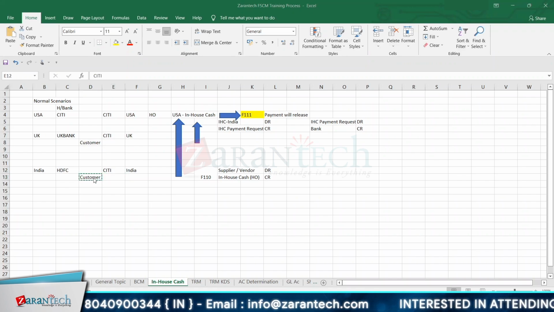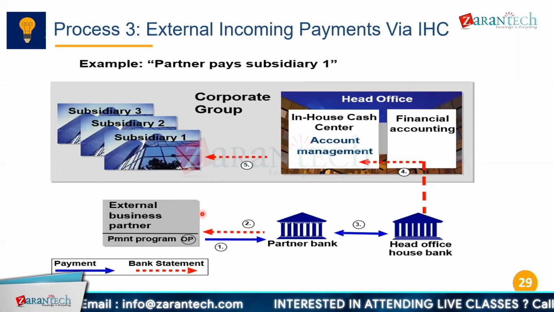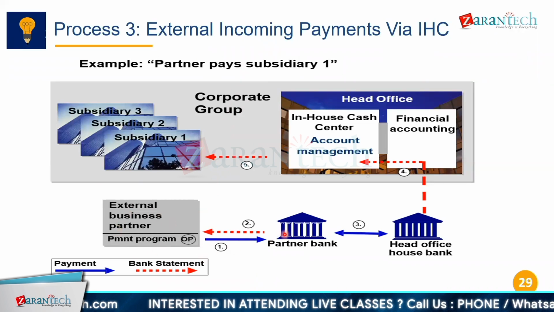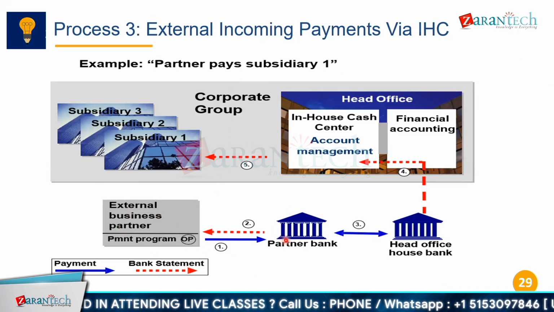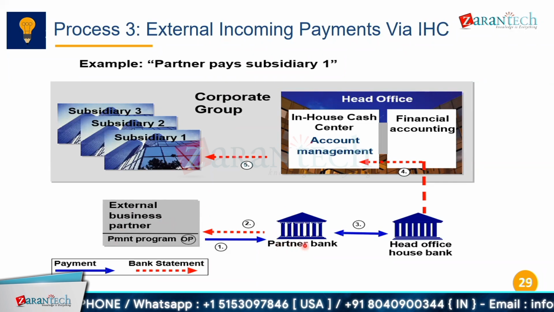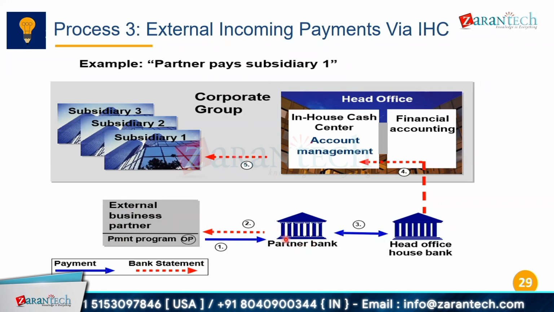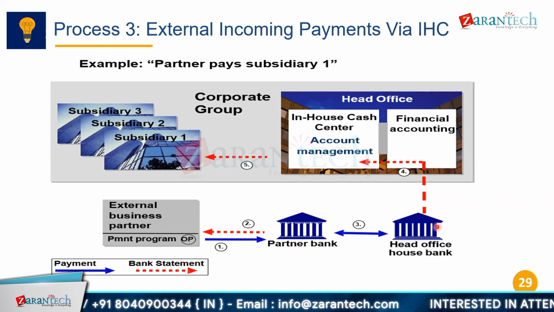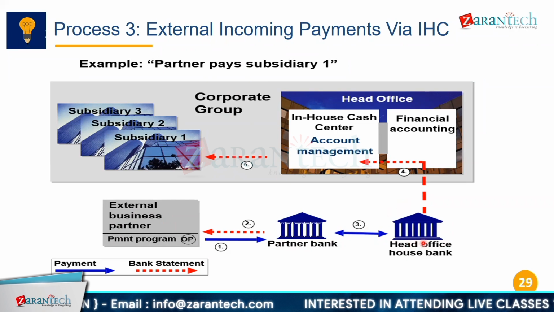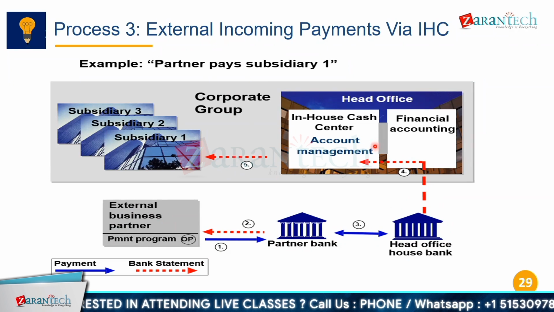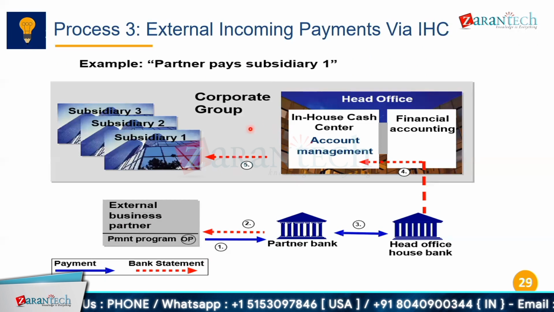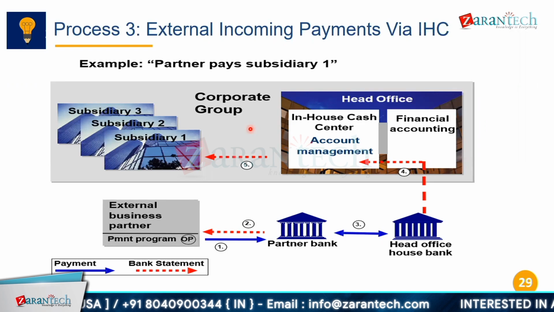Now you can see in the overall incoming payment process, the payment happens in the partner bank. All your business partner customers will make the payment to the local partner bank, and this bank will transfer the fund to the head office, meaning they will transfer to USA, and USA will transfer the bank statement to the head office in-house cash center, and the center will send this communication back to the subsidiary. This is the flow of the incoming payment, and all this flow happens through the MT940.